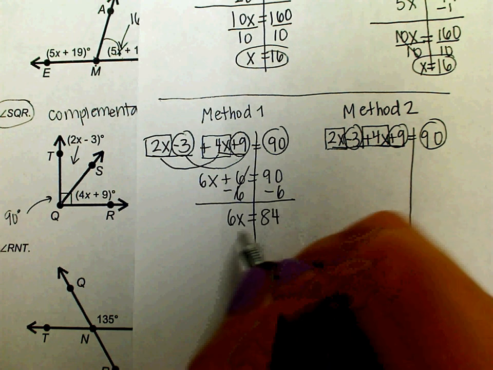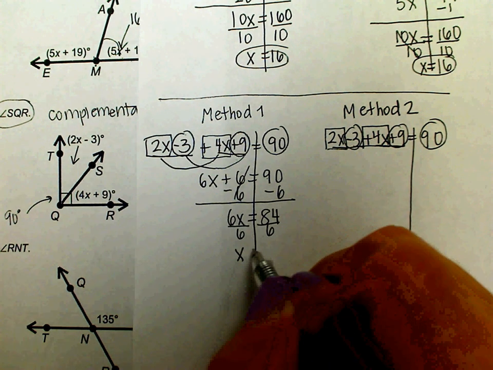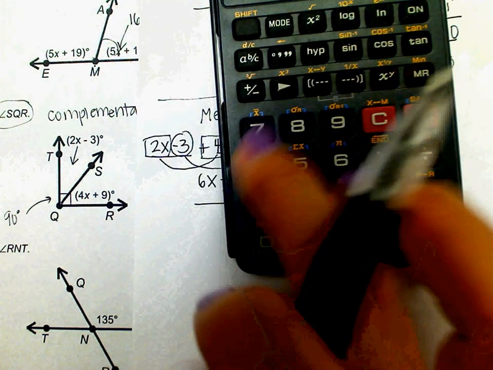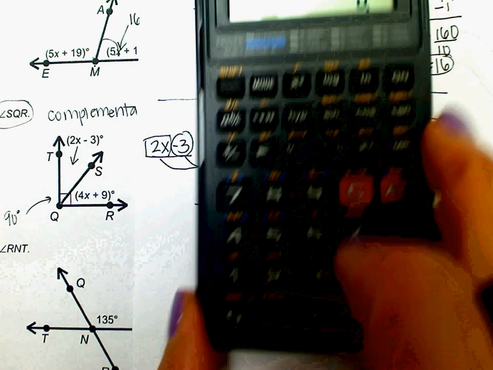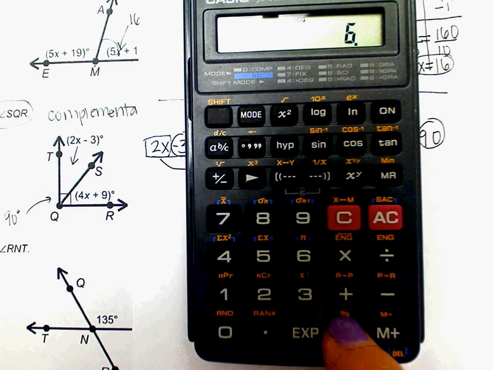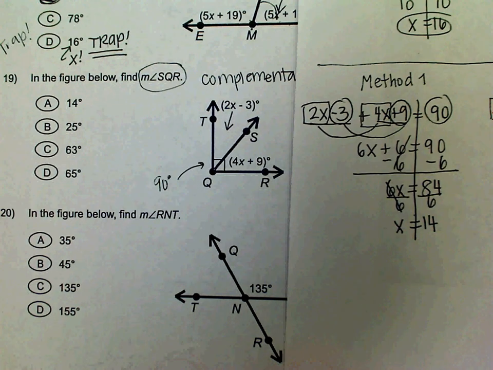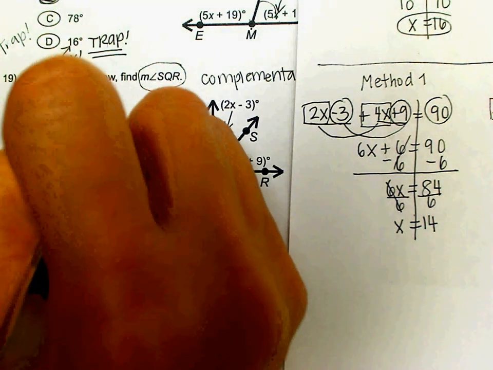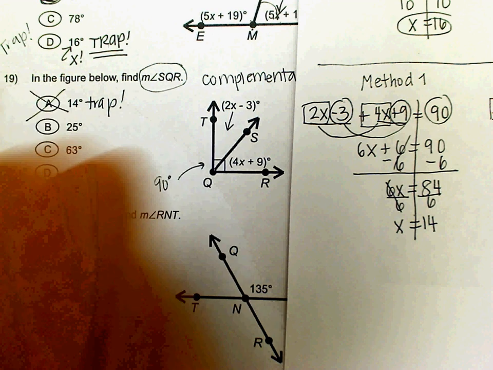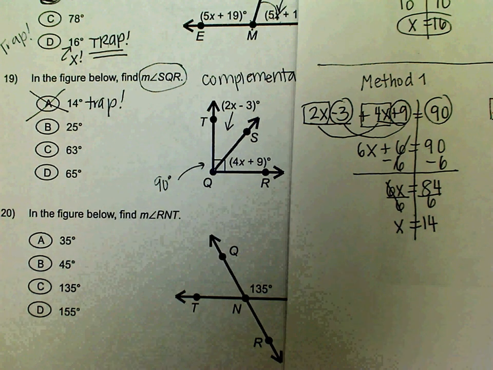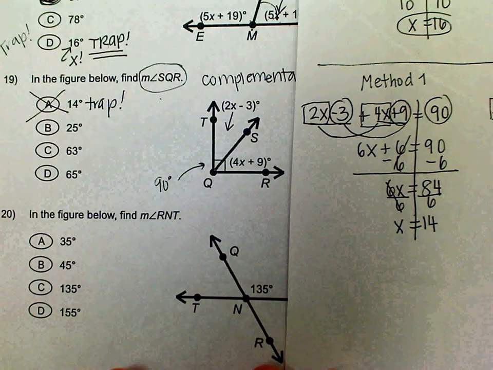Divide, divide. So let's see. X, 84 divided by 6. Oops, what did I press? 84 divided by 6, 14. Now, once again, do you see a trap? It is not A. Ooh, man, and it's the first one. Don't fall for it, because they didn't ask for X only. They asked for angle SQR. So let's go ahead and do method 2.